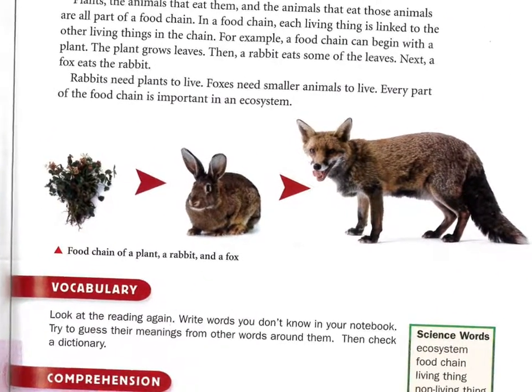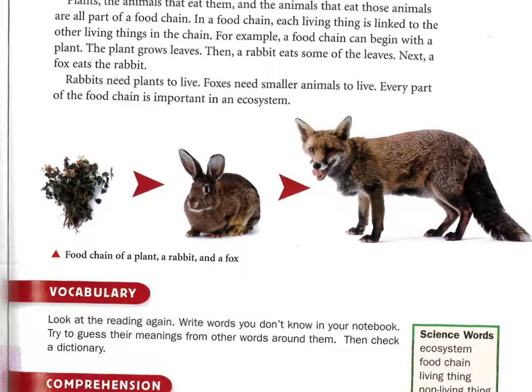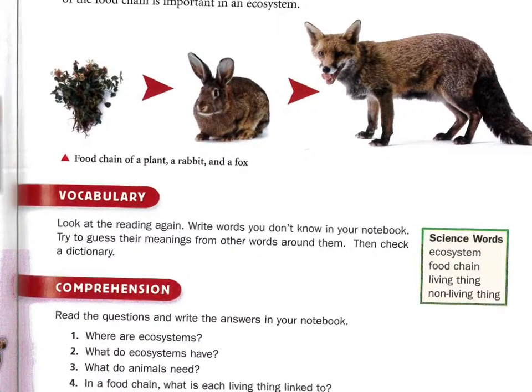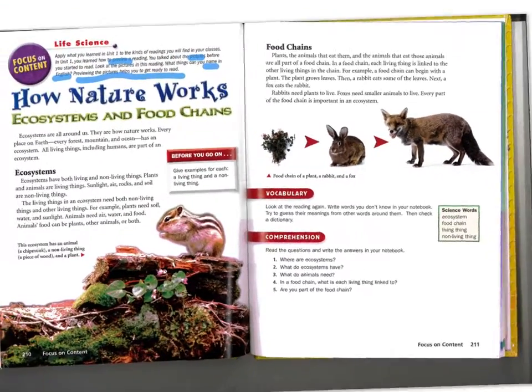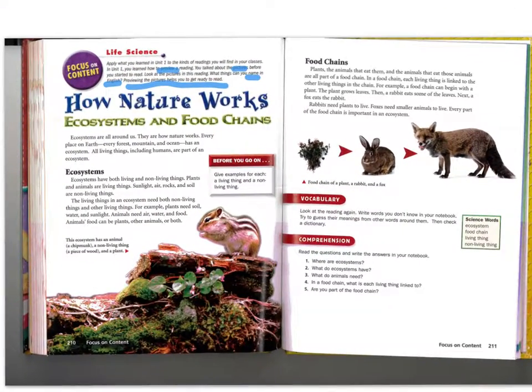Okay, it says food chain. So the food chain, there's the food the rabbit eats, and the rabbit is the food the fox eats. What does the fox say? Foxes eat rabbits. Rabbits eat plants. Okay, so we looked at the pictures first.